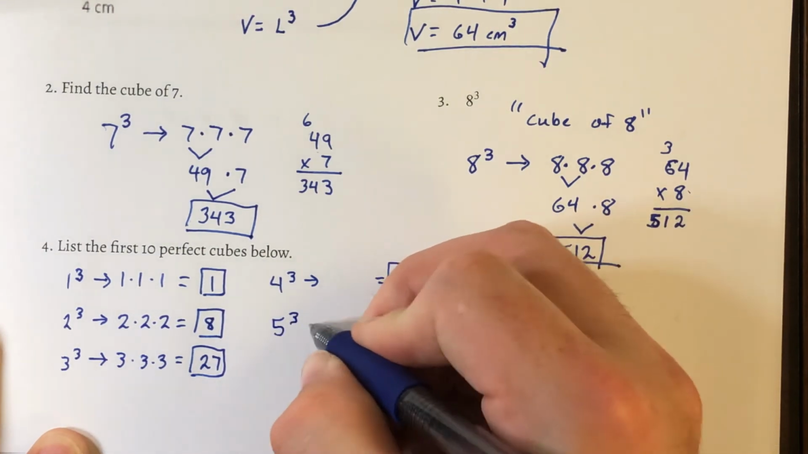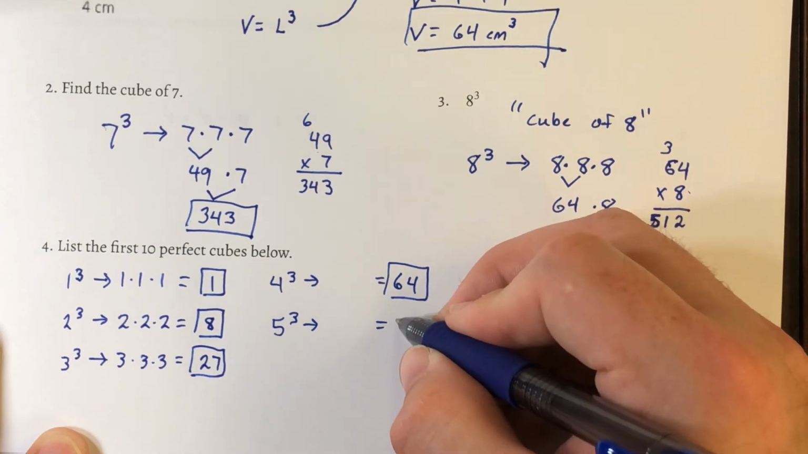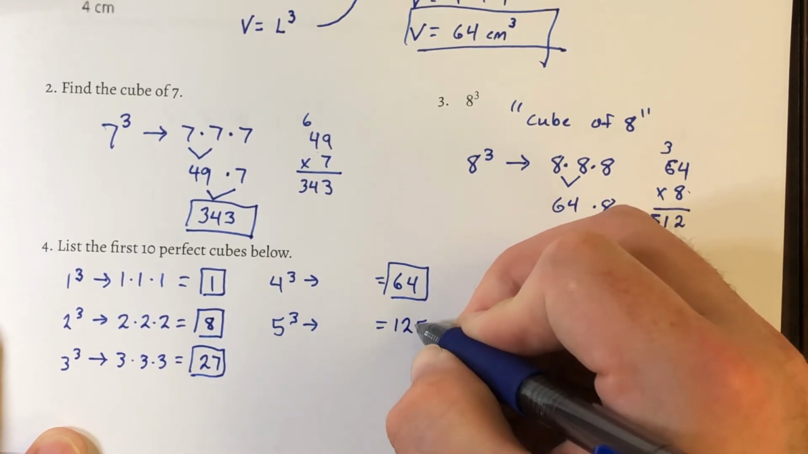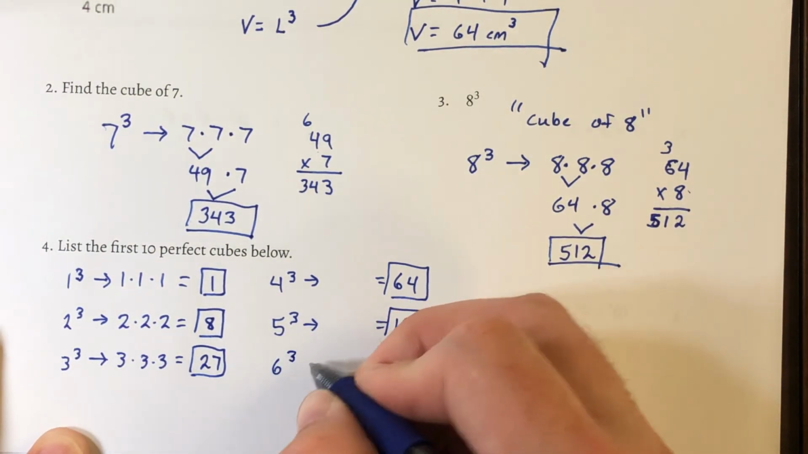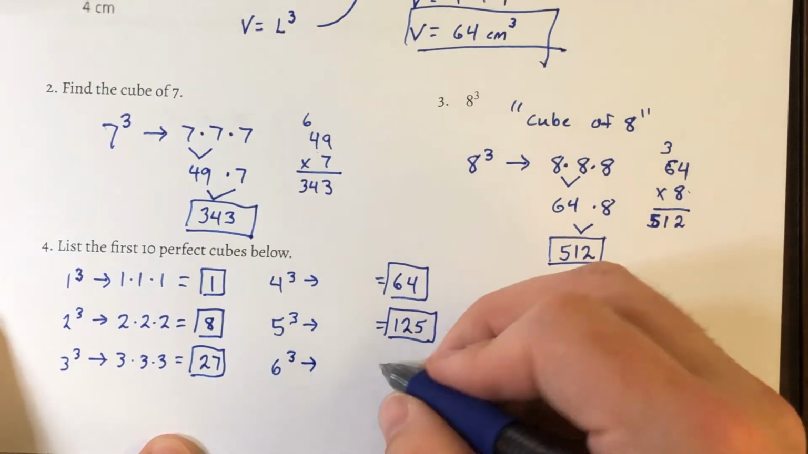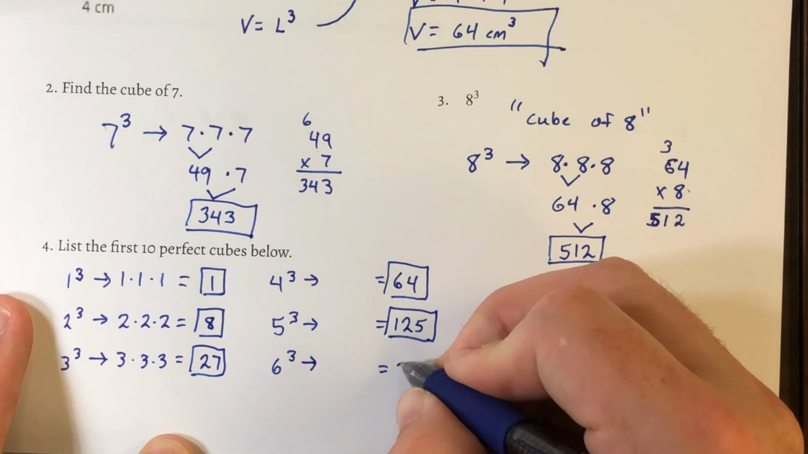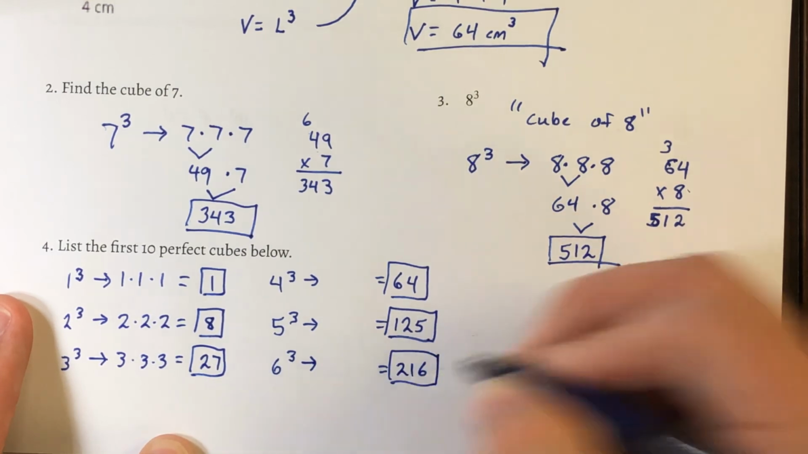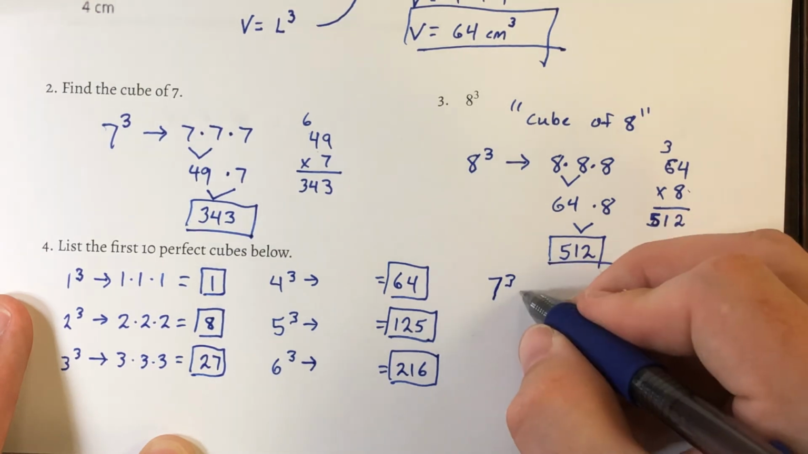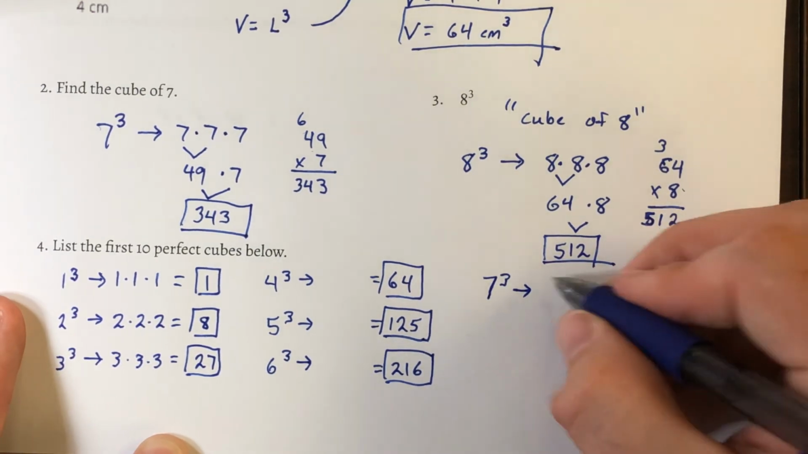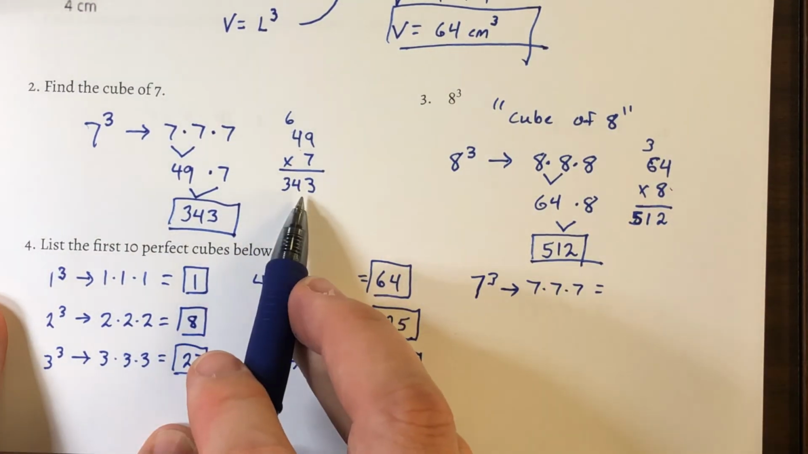Our fifth perfect cube, 5 times 5 times 5. 5 times 5 is 25. 25 times 5 is 125. Our sixth perfect cube, you would need to take 6 to the power 3, or 6 times 6 times 6. You're going to get 216. For the seventh perfect cube, take 7 to the power 3, which means 7 times 7 times 7. And you're going to get 343.